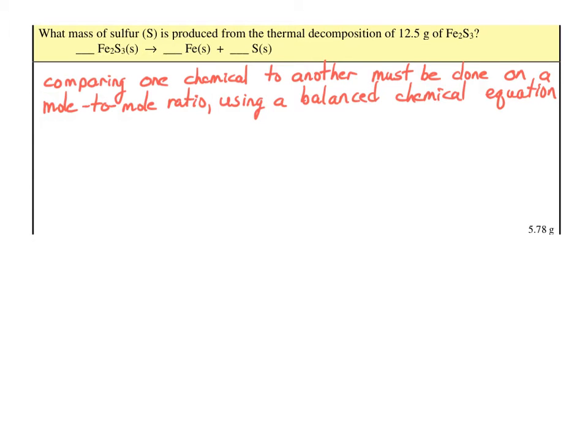When we compare one chemical to another, it must be done on a mole-to-mole ratio using a balanced chemical equation. In this problem, we're given an amount of a chemical in grams, so we're going to have to convert that to moles prior to comparing it to the other chemical.